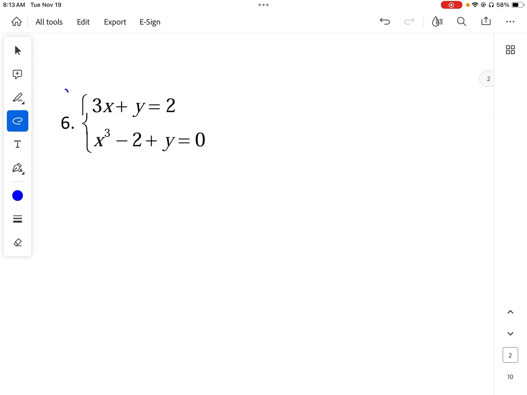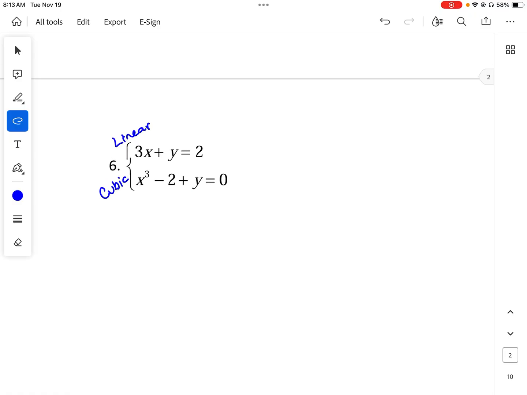So notice that we have a linear here, and then we have a cubic here. So a linear and a cubic could cross up to 3 times. Think about it. If I have a linear and then a cubic, it could look like that. And look how many times they intersect, up to 3 times. But it doesn't have to be 3 times, but it can be. So we're going to see how many times it crosses.